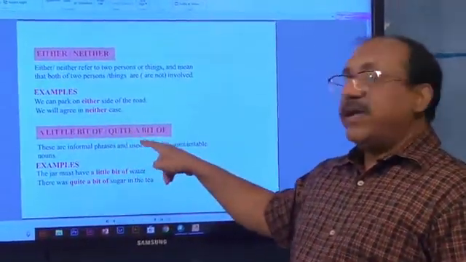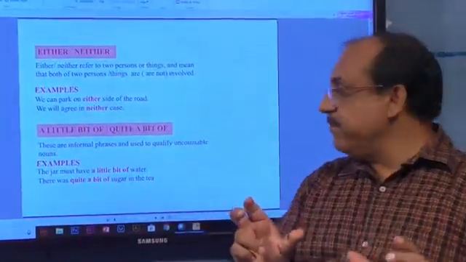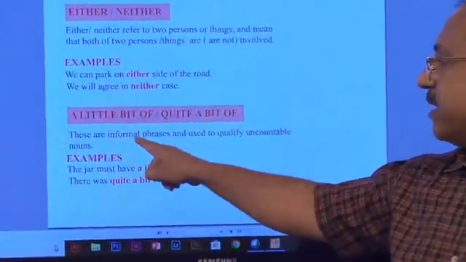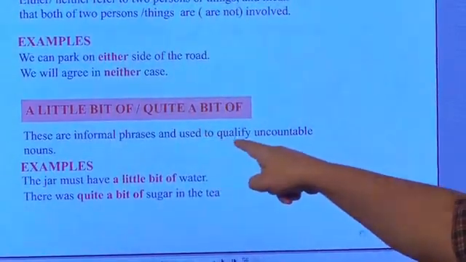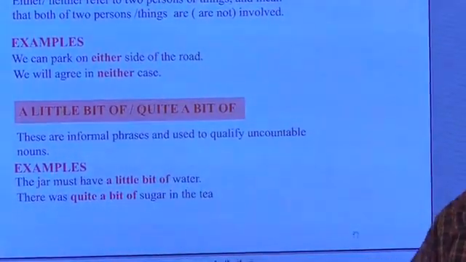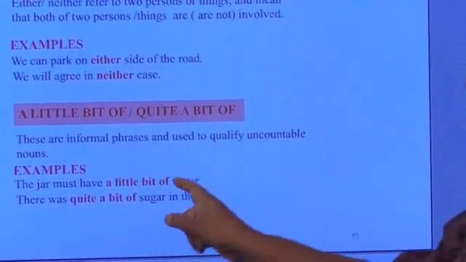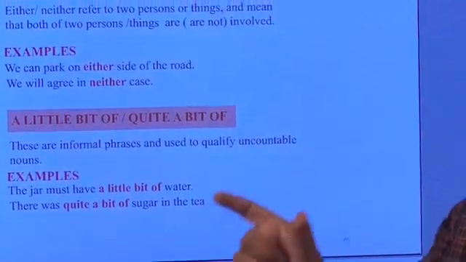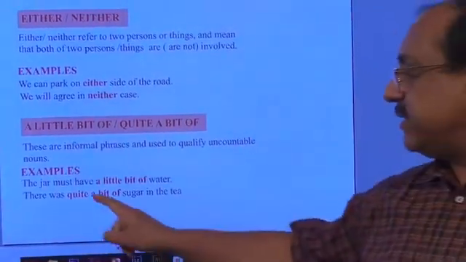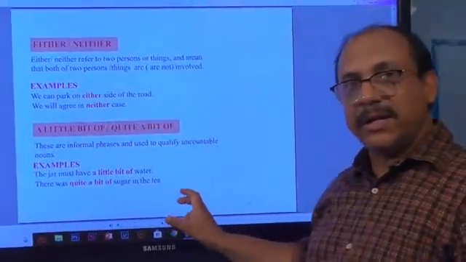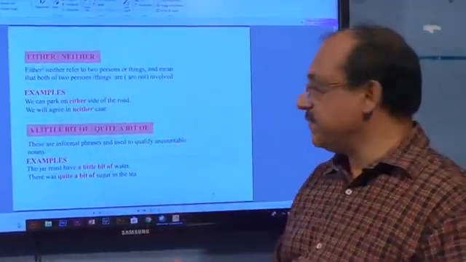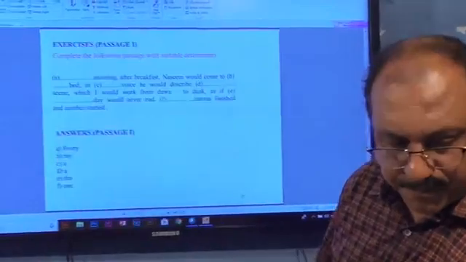A little bit of, quite a bit of. The meaning is the same. These are informal phrases used to qualify uncountable nouns. A little bit of water means a very small quantity. And there was quite a bit of sugar in the tea. Again, a very small quantity. Like this.